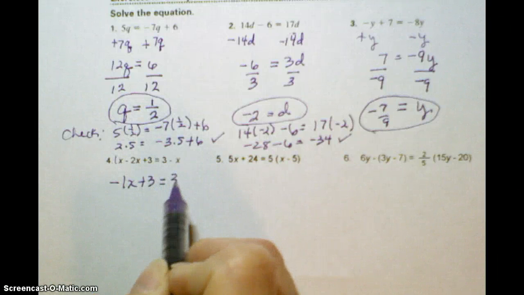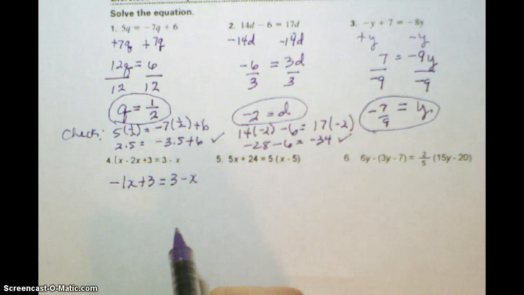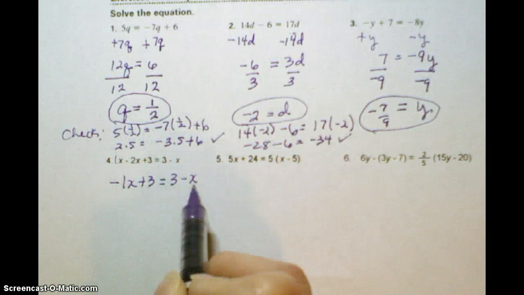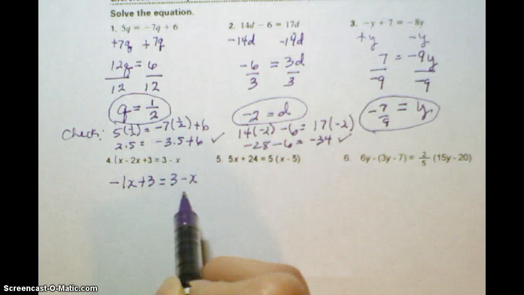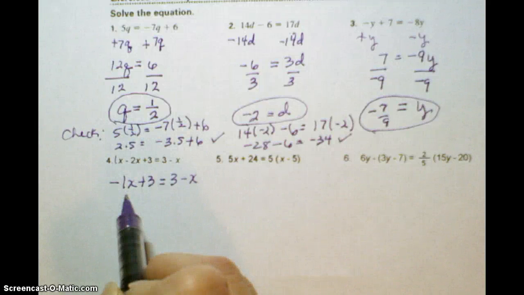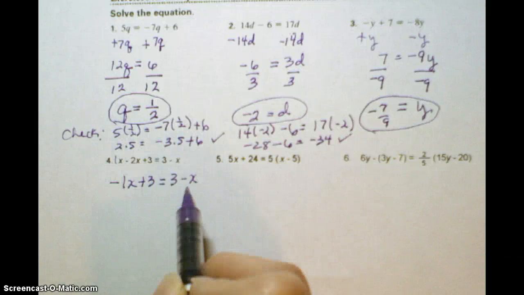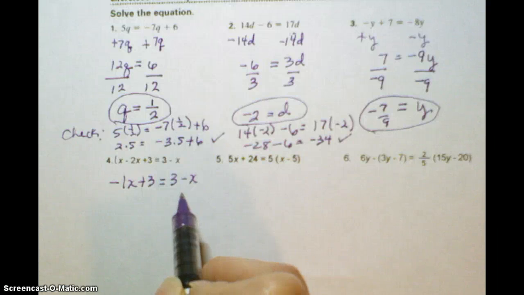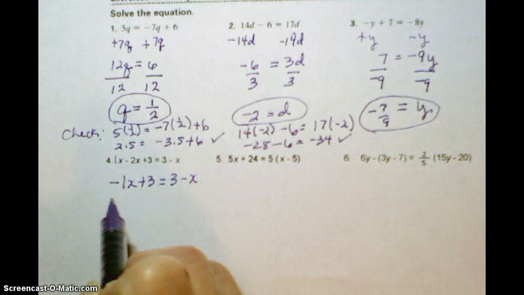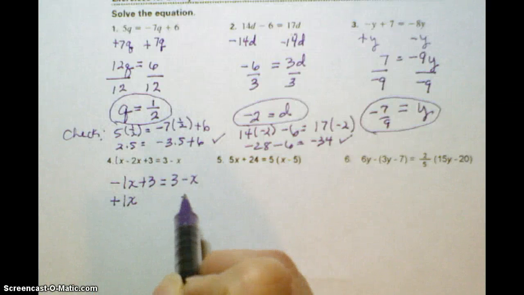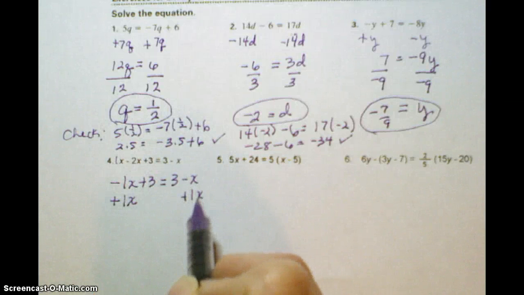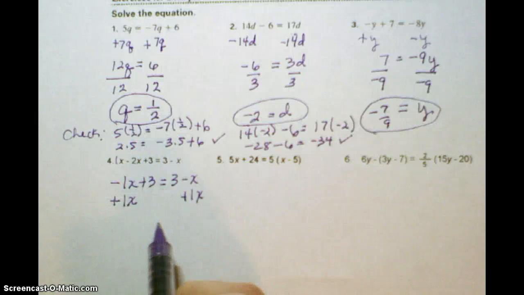The right side has 3 minus x. Now that I have 2 terms on both sides of the equal sign, it really doesn't matter if I move this term over here or if I move this term over here, because I would have something else and it's not going to be empty. I'm going to go ahead and add 1x over here, which means I'd have to add an x over here as well. So I'm going to bring down my equal sign.